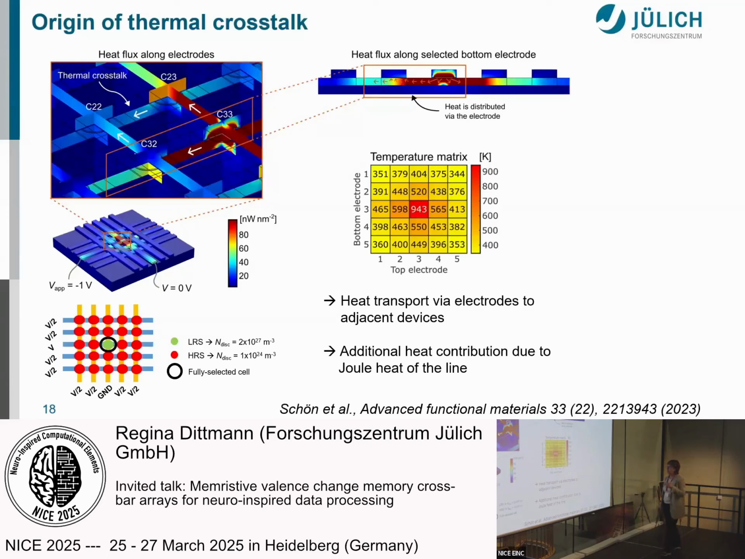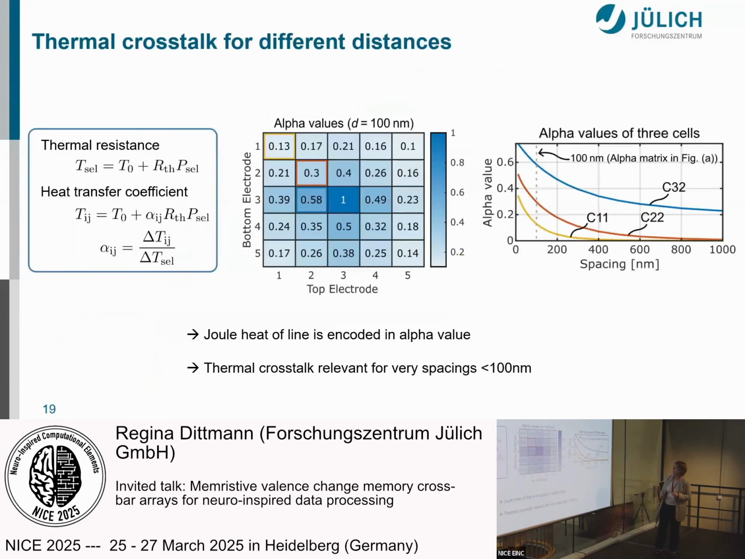So additional to the heat transport via the electrodes from the Joule heating inside the memristor, there's also some additional heat coming from the heat in the lines of the crossbar arrays. So important here, if we consider a crossbar array and the density of the crossbar array, the key parameter is the so-called alpha value, which describes the relationship of the heat from the selected one to the unselected ones.